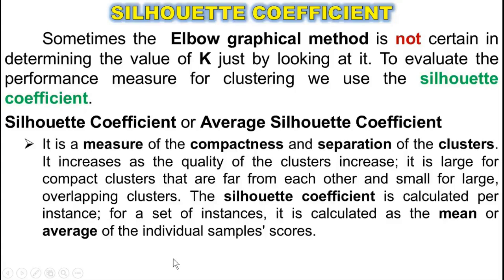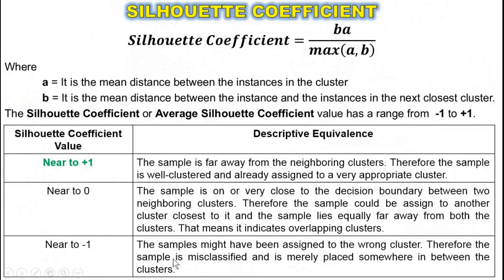The silhouette coefficient is calculated per instance. For a set of instances, it is calculated as the mean or average of the individual samples' scores. The formula of the silhouette coefficient is equal to B minus A, divided by the maximum of A and B, where A is the mean distance between the instances in the cluster, while B is the mean distance between the instance and the instances in the next closest cluster. The silhouette coefficient value has a range from -1 to +1.